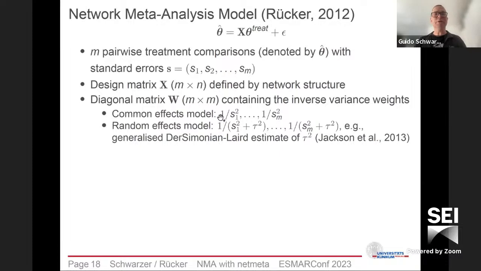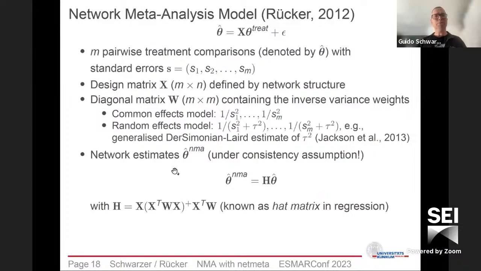But as you can see, for the common effects network meta-analysis model, we just use a weight matrix which uses the inverse of the squared within-study standard errors. Under the random effects model, like in pairwise meta-analysis, we use weights that are based on the sum of the within variance plus the between study variance. And by default, a generalized DerSimonian-Laird estimator is used, but in the example that I used before, I already used a REML estimator. So this tau squared could also be based on REML or ML, maximum likelihood.